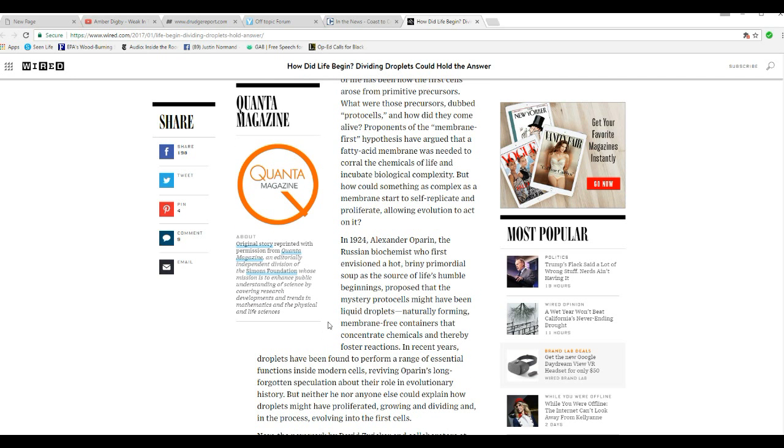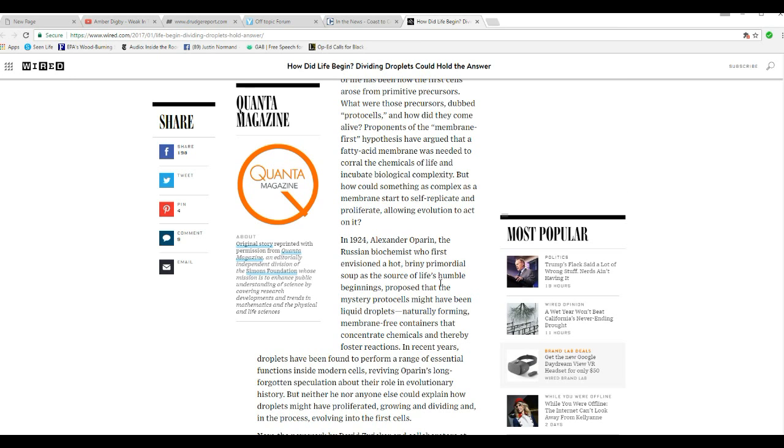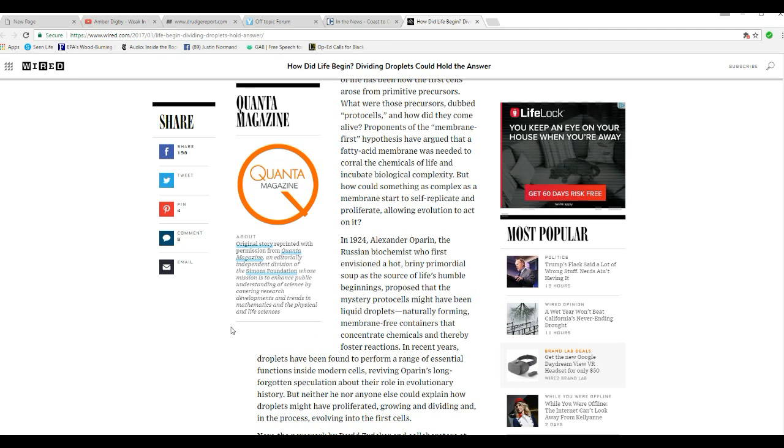In 1924, Alexander Oparin, the Russian biochemist who first envisioned a hot, briny primordial soup as a source of life's humble beginnings, proposed that mystery protocells might have been liquid droplets, naturally forming membrane-free containers that concentrate chemicals and therefore foster reactions. How are they going to do that if they're in the ocean? This is kooky.